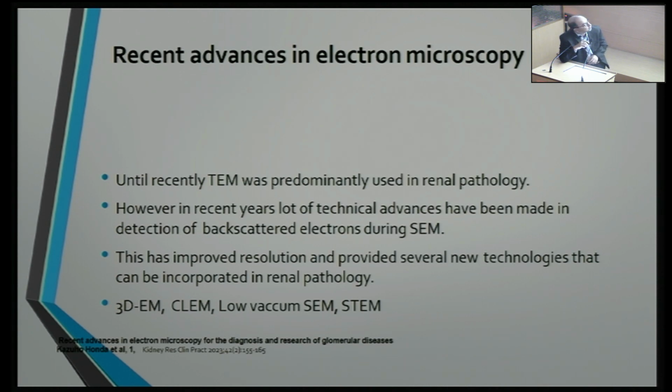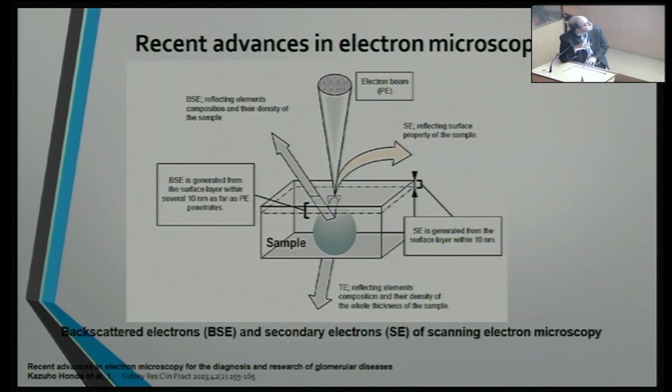And being a low vacuum, usually the vacuum tubes are smaller and the apparatus is smaller, and there are low vacuum EMs which have been manufactured and used by various researchers to show various ultrastructural alterations in renal pathology. But as of now, they are not in large scale use in diagnosis, but definitely they are coming up. This is just a diagrammatic photograph of this electron microscopy.